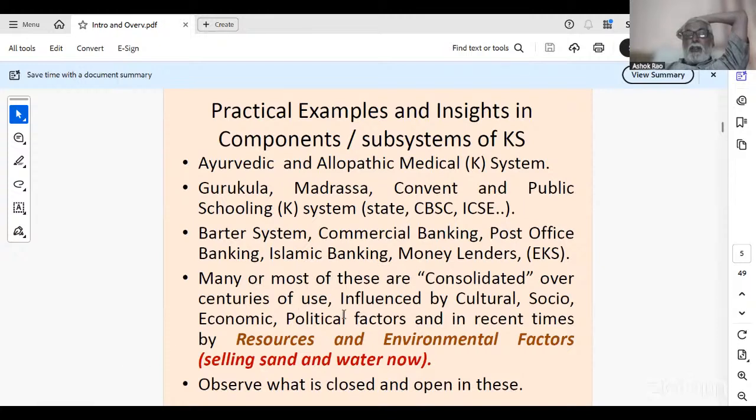Consolidated over centuries of use. They are influenced by cultural factors, social, economic, political, and in recent times, resource and environment factors are also heavily influencing the knowledge system. For example, we are now selling sand. Selling sand. In fact, even in my childhood, I had not heard this.